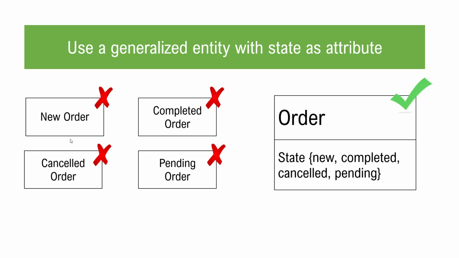So a much better way to do it would be to use a generalized entity, such as order, and introduce state as an attribute. So you will have multiple instances of the order, and they'll have different states. Some of them will be in state new, some of them will be completed or canceled or pending, but again, all the other characteristics of those instances would probably be the same as in any order, such as who's the customer, what's the order amount, what's the date, etc. So order is good enough in this case.